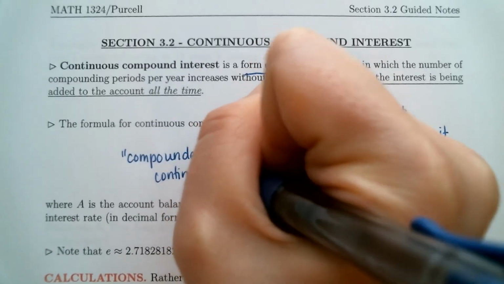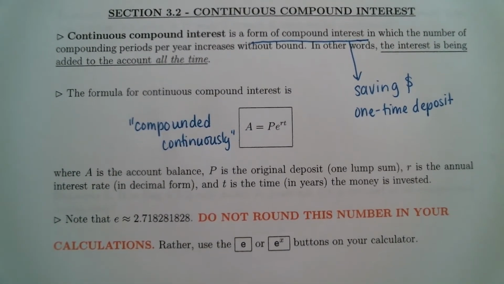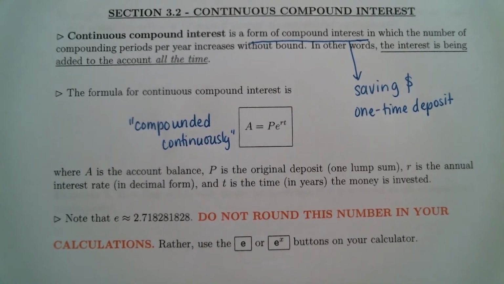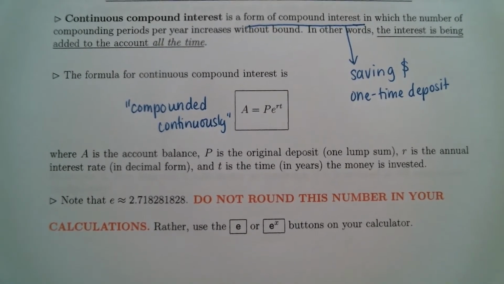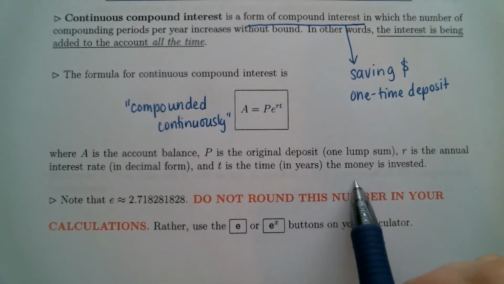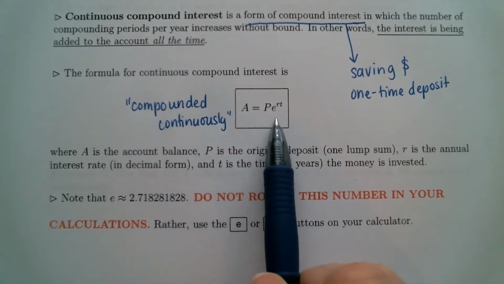All right, so let's talk about this. It says the formula for continuous compound interest is A equals P times e raised to the rt power. P, A, r and t have the same meanings that they do with the regular compound interest formula. A is the account balance. P is the original deposit, which is one lump sum. R is the annual interest rate, which is always in decimal form. And t is the time in years that the money is invested. So the new thing is this e.